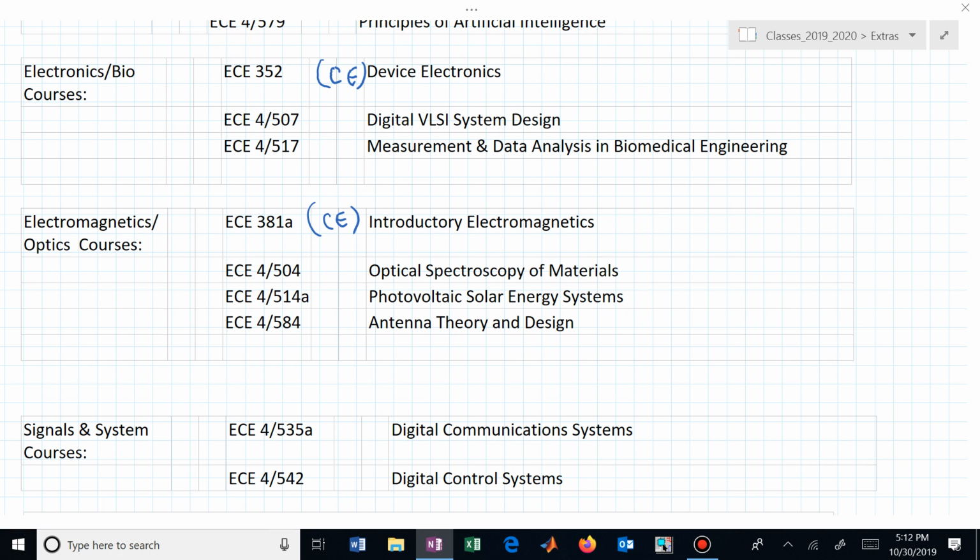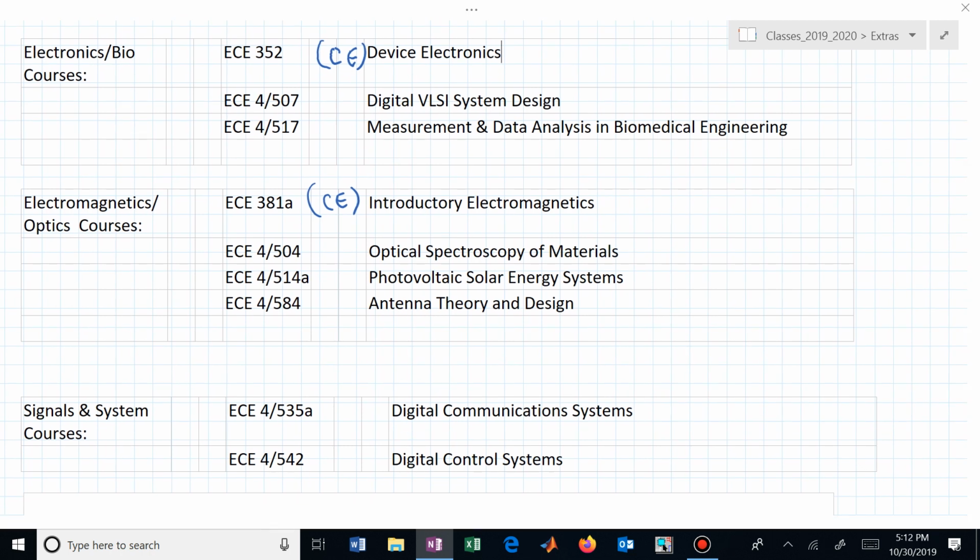The electromagnetics track or optics coursework, again, here's a course that is in the EE required option, but it can be taken in the computer option. And this is the electrostatics, magnetostatics. How do Maxwell's equations, in a sense, work when things are static? If you go to dynamical movement of electrons and electromagnetic radiation, then you need a little bit more than 381A, but 381 gets you started with the static understanding of electric fields, magnetic fields, etc.